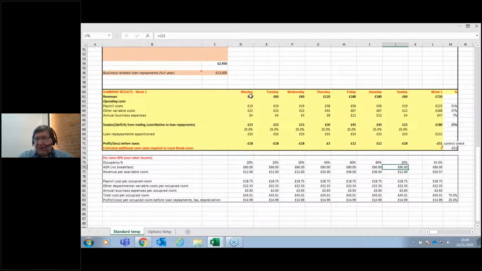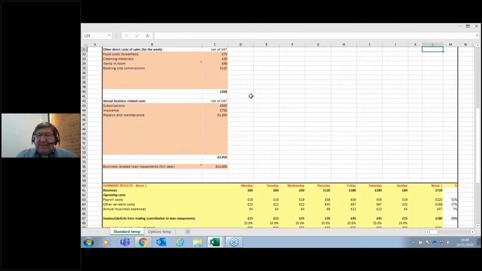average occupancy rate, room rate, revenue per available room, and obviously the higher that is, the better as you go through each week. The payroll cost per room, other departmental costs per occupied room, and when you scroll on down here, whether or not you make a profit or a loss per room. That's before taking off any charges, of course, for your loan repayments.